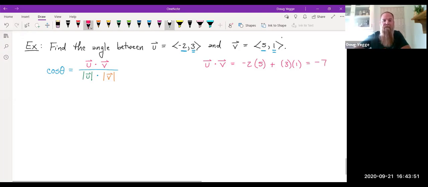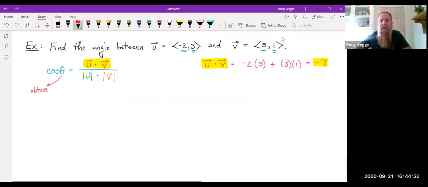So because u dot v is negative 7, that tells me a few things. It tells me that these vectors are not orthogonal, which means that they are not going to form a 90-degree angle. It also tells me that because the dot product is negative, this numerator will be negative. And because the numerator is negative, cosine is negative and therefore obtuse. So I already know, based on the fact that the dot product is negative, that the angle will be obtuse.